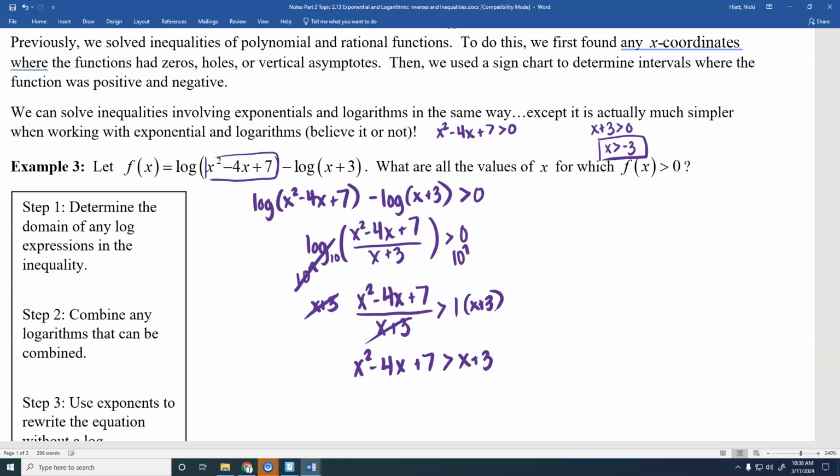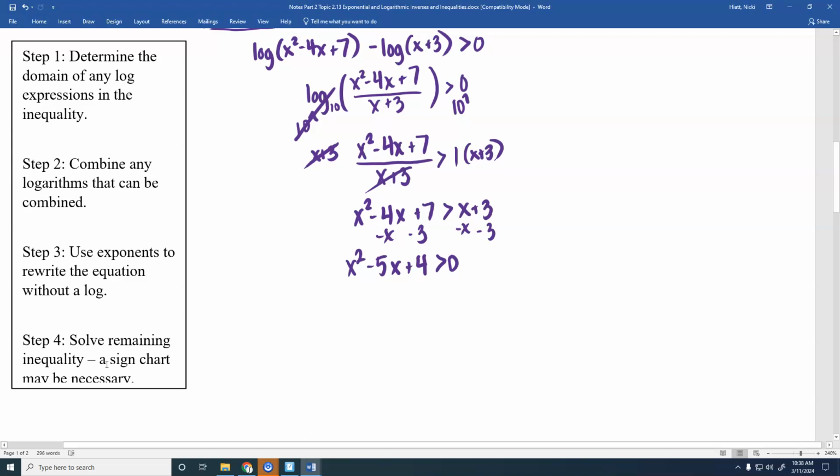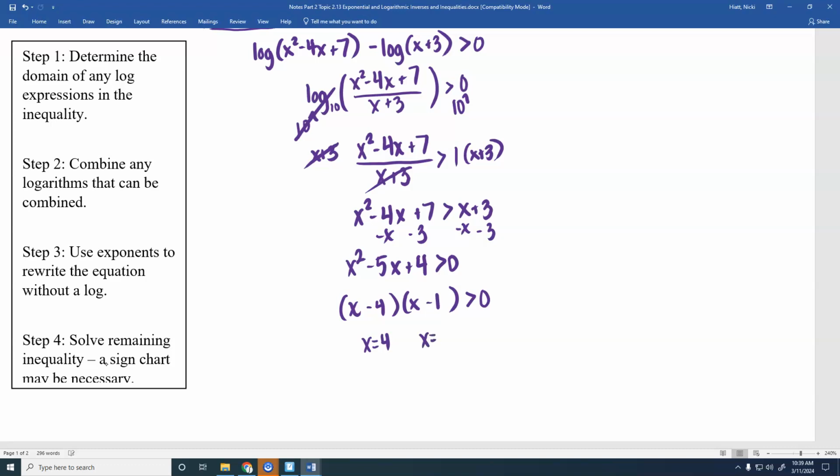This is a quadratic. You would move everything to one side, so you would subtract that x and subtract that 3. So we got x squared minus 5x plus 4 is greater than 0. Now, this is polynomial stuff that we did at the beginning, and this is where we would factor it, find all those zeros, and make that sign chart. So this will factor. We'll have x and x, a minus 4 and a minus 1. And so the zeros that go with that would be x equals 4 and x equals 1.